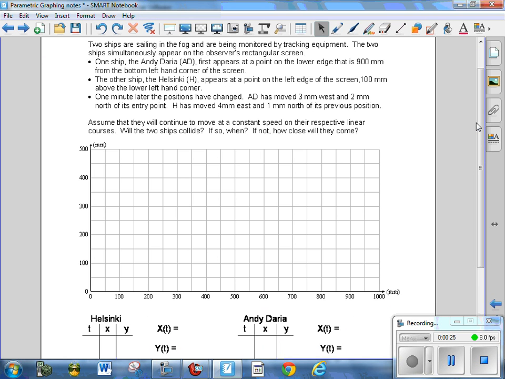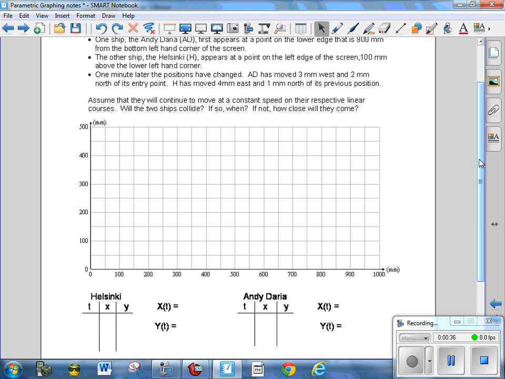One ship, the Andy Doria, heretofore known as AD, first appears at a point on the lower edge that is 900 millimeters from the bottom left-hand corner of the screen. So I'm going to draw a little red dot here to represent where the Andy Doria first appears on the screen. The other ship, the Helsinki, appears at a point on the left edge of the screen 100 millimeters above the lower left-hand corner. So that would be over here, a little dot. I think I'm going to use blue because it's going to show up on my graph as different colors. So Helsinki is in blue.